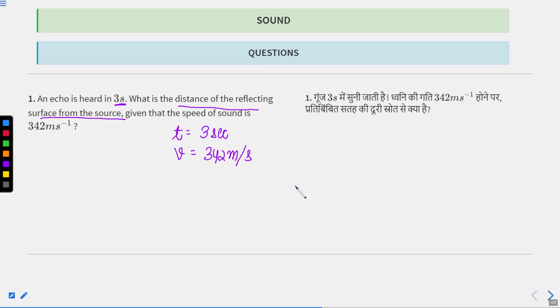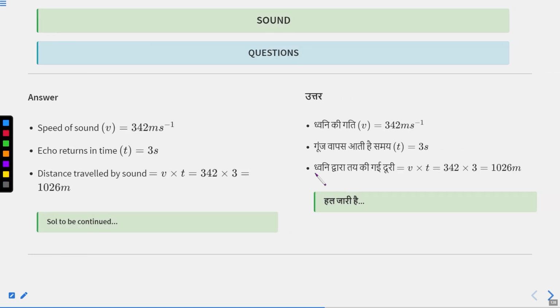So again, we will first calculate the distance. Distance will be the velocity into time, and then we will divide the distance by 2 to find out the distance of the reflecting surface from the source. I hope this question is also clear to you. The explanation is clear to you. Now let's see the solution.